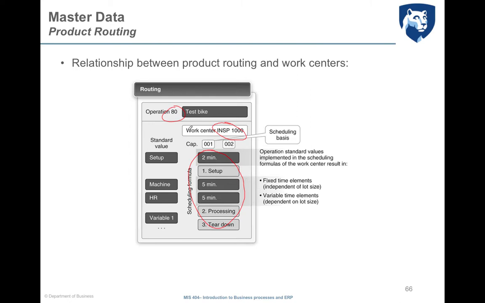And here we can see that in order to perform the operation test bike in this work center, we need to make a setup and pass through a machine, human workforce, and also other types of activities. So this figure shows how the routing, so the activities to be performed, cross the work center and which are the main production characteristics of the activities that need to be performed at work center level.